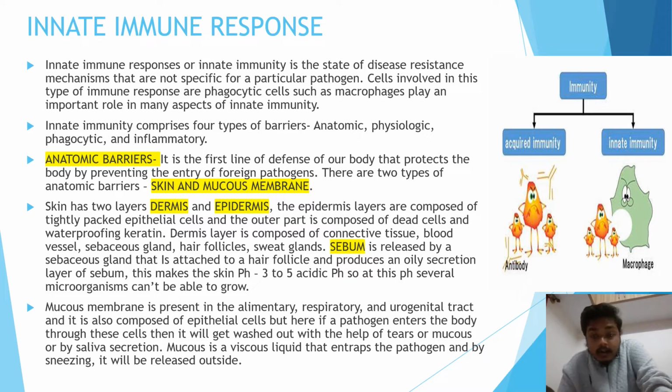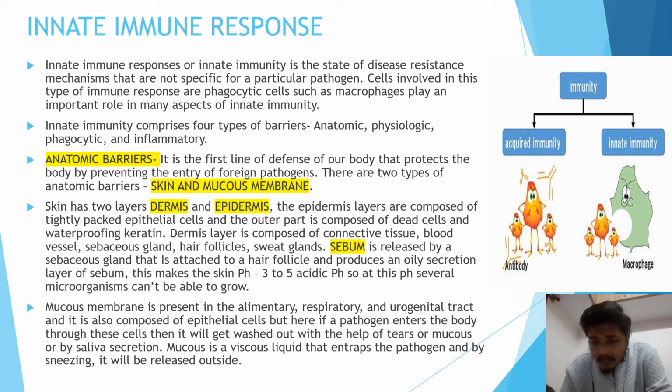I have already discussed that there are several subtypes of the innate immune system. You can also see here that this comprises four types of barriers: anatomic barrier, physiological barrier, phagocytic barrier, and the inflammatory barrier. First, what is an anatomic barrier? It is the first line of defense of our body that protects the body by preventing the entry of foreign pathogens. As I already said, our skin is our first line of defense. Under the anatomic barrier, skin and the mucous membrane come.